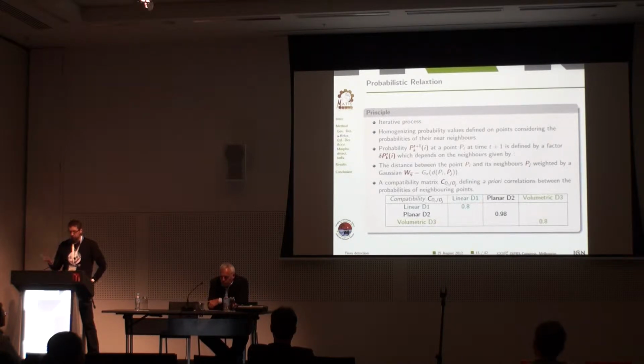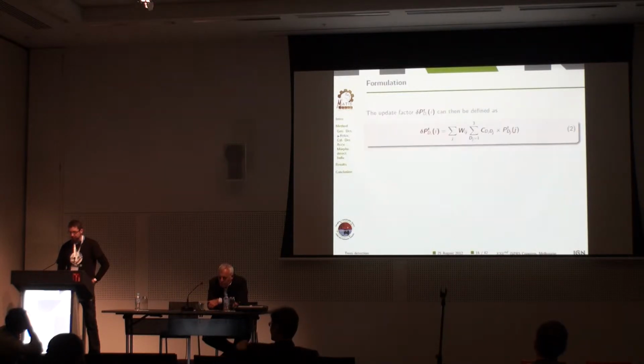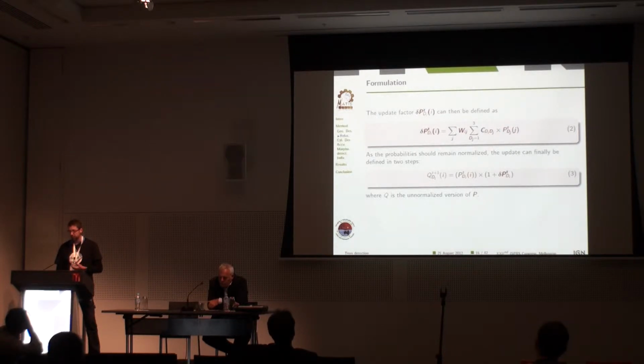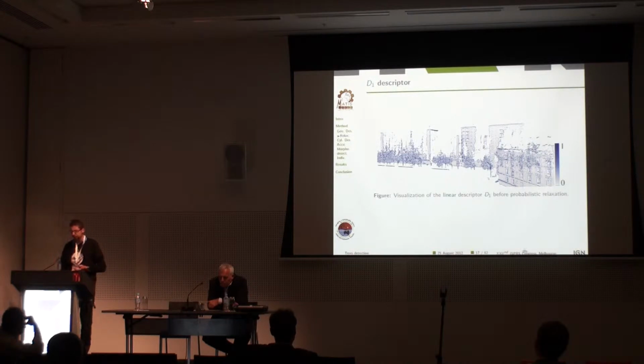And then we introduce a compatibility matrix that tells you the probability that two neighboring points have the same descriptor value, or that they have different values. So on the diagonal, you have values close to 1, because when you're planar, you have a high probability that two neighboring points are planar, for instance. And outside the diagonal, we put lower values. And finally, based on this compatibility matrix, we can define the increments. Then we add the increment to each probability, and finally we normalize the result to get once again the probabilities summing up to 1.